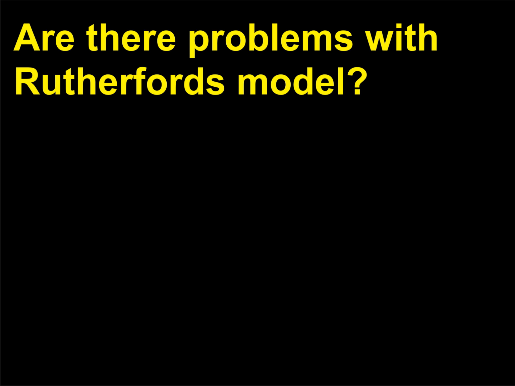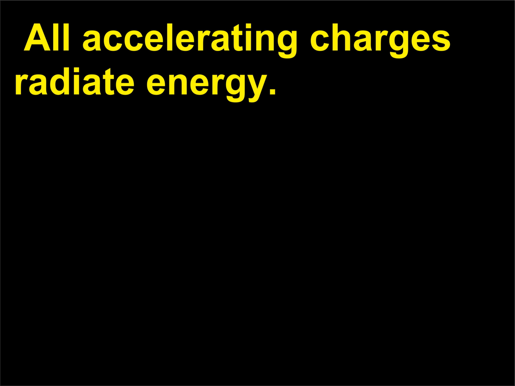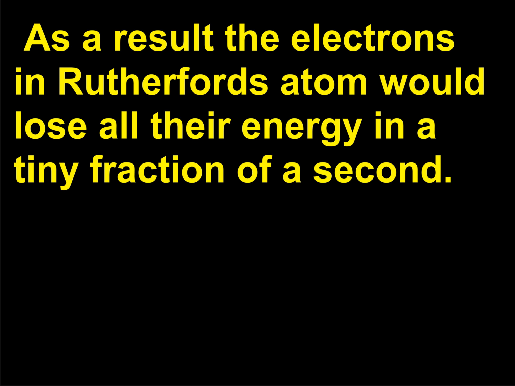Are there problems with Rutherford's model? Electrons moving in circular orbits are experiencing centripetal acceleration. All accelerating charges radiate energy. As a result, the electrons in Rutherford's atom would lose all their energy in a tiny fraction of a second.